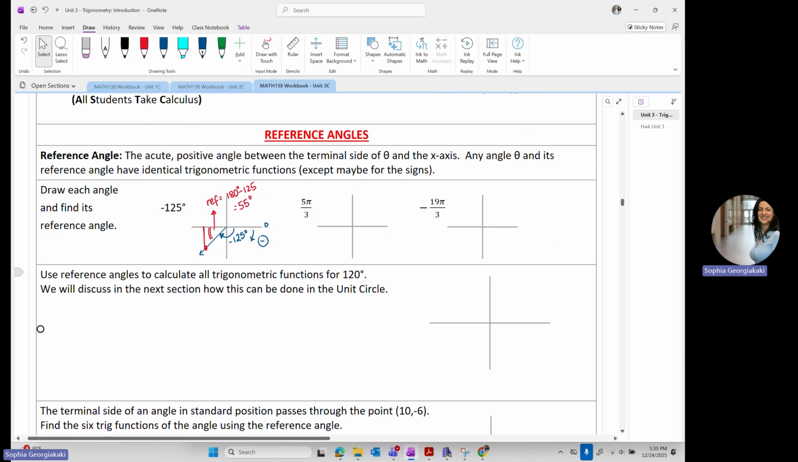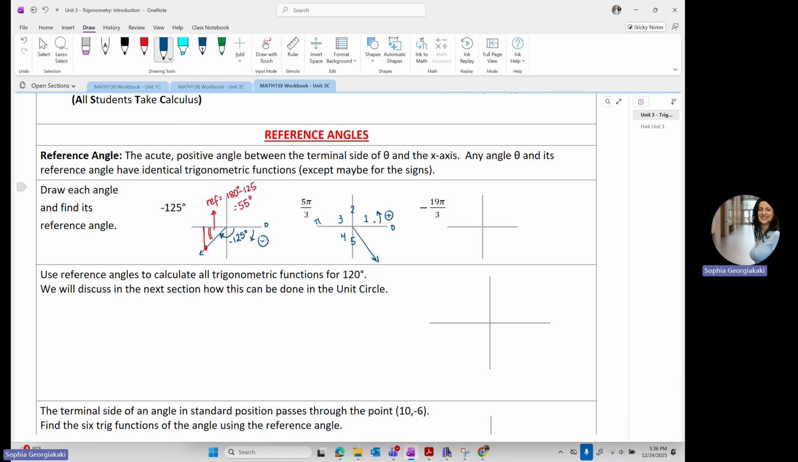5 pi over 3 is a positive angle. So I'm going to start at 0 and move in the positive direction. The slice of pi is pi thirds, so 60 degrees. I need 3 of those to get to 180 degrees. This is pi. So I need 1, 2, 3 to get to pi, and then I need 4 and 5 to get to 5 pi over 3. So it will be over here. This angle is 5 pi over 3.